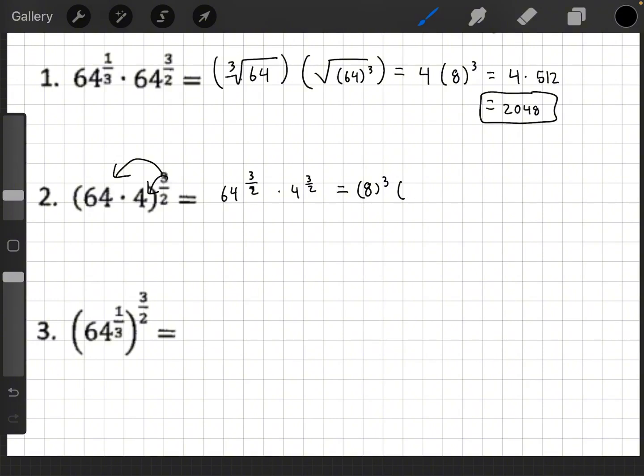And 4 to the power of 3 over 2 is the square root of 4 to the power of 3, which we know to be 2. So we'll rewrite 8 to the power of 3 times 2 to the power of 3 equals 512 times 8 equals 4,096.